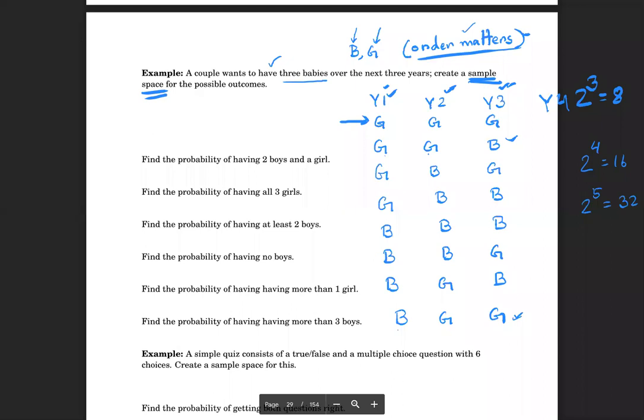Now, based on this, I want you to answer these questions. Alicia, you were kind of jumping ahead and trying to answer these questions. Now, find the probability of having 2 boys and a girl. So we are looking for the probability of 2 boys and 1 girl, right? 2 boys, let's just do this.